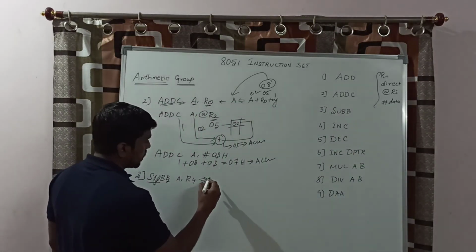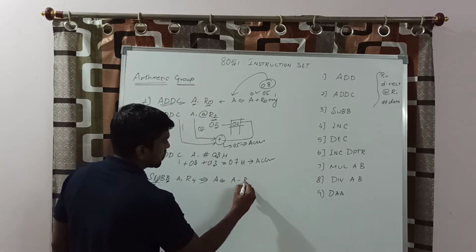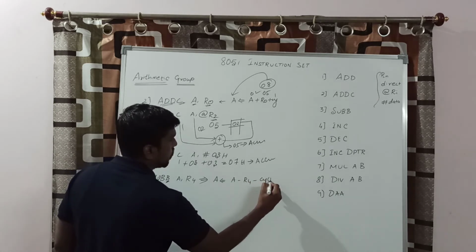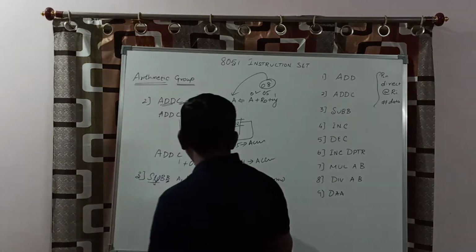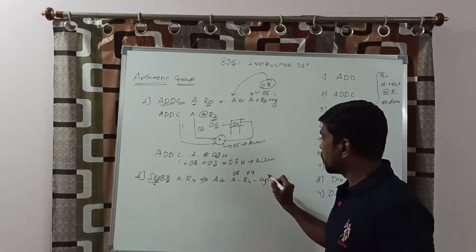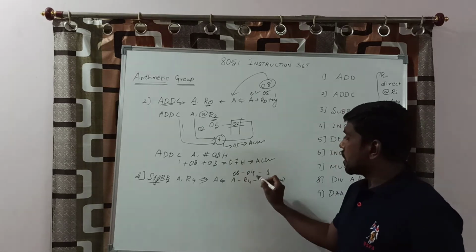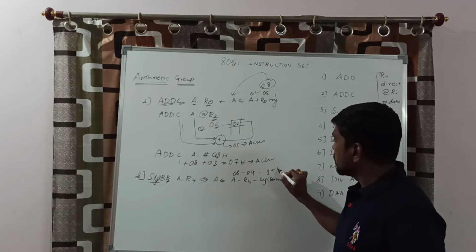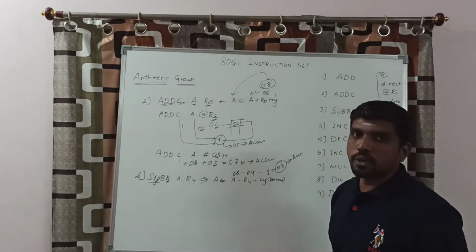Subtracting the content, the result is stored in the accumulator: A minus 4 minus carry, so carry or borrow. The accumulator content is 08, the other operand is 04, and the borrow value is 1. Just subtracting the content: 8 minus 4 minus 1, the result is 03. This content is loaded in the accumulator.